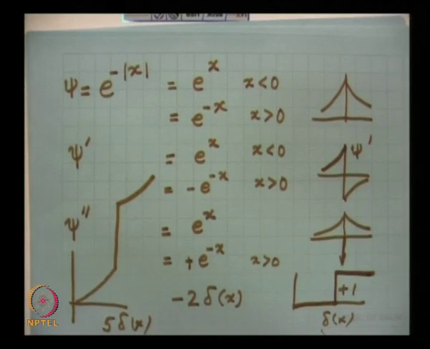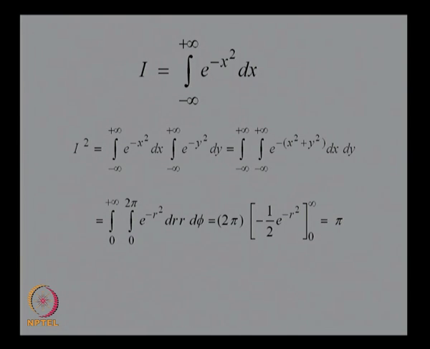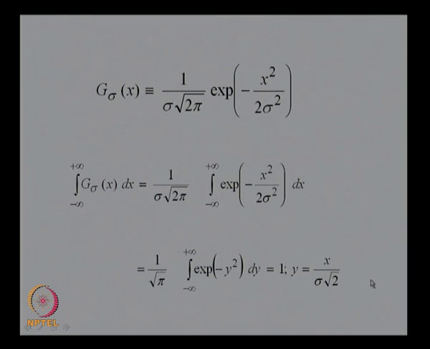So, here I have derived the same equation which I derived some time back, that the integral, I convert it into polar coordinates and I obtain that I square is pi. So, I will be equal to under root of pi.